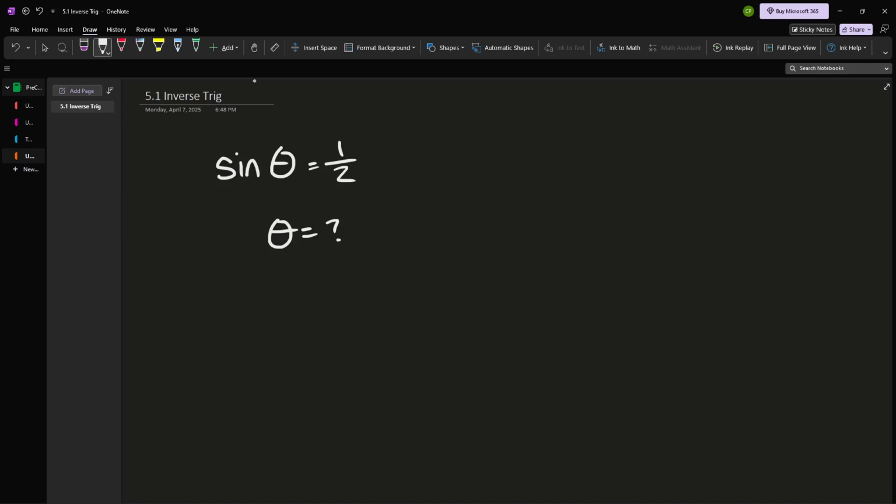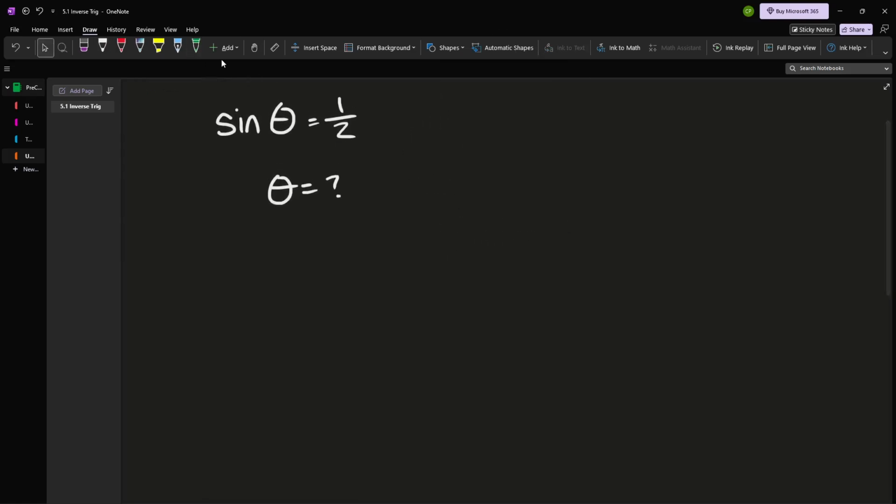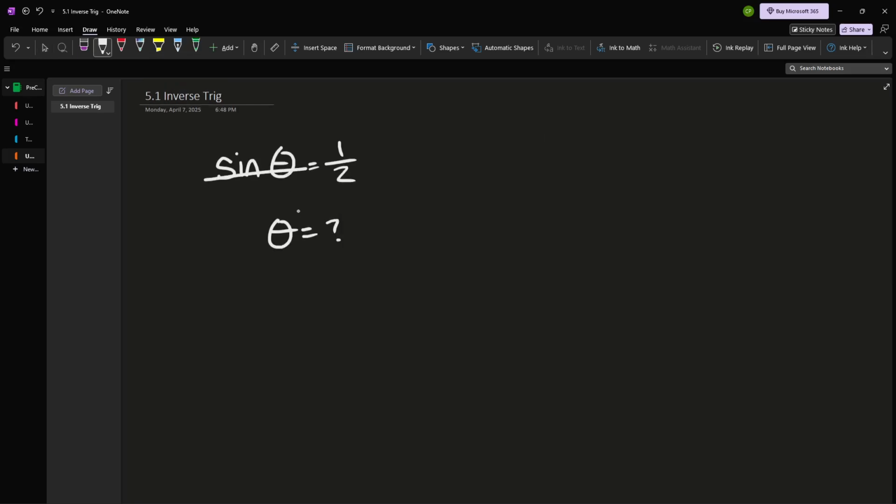Unfortunately, we can't, just like with variables, like if I had 2x equals 1/2, to get x by itself, I just divide by 2 and get x equals 1/4. That does not work for sine. I can't just go divide by sine, and get, oh, like theta equals 1/2 sine. That does not work. Instead, I need to find a way to get rid of it.